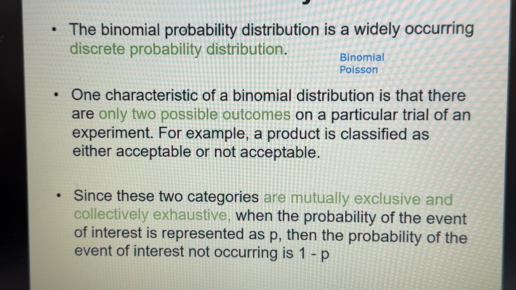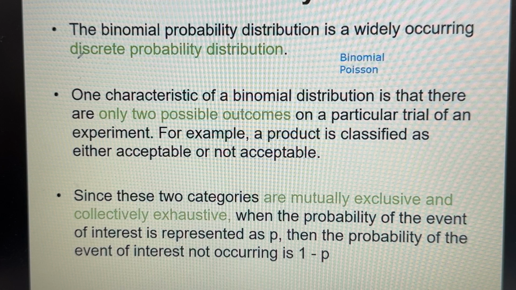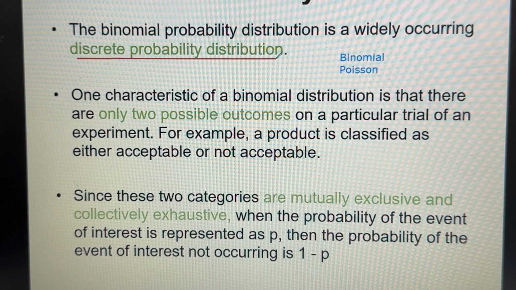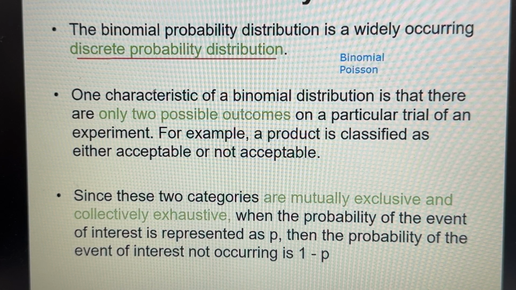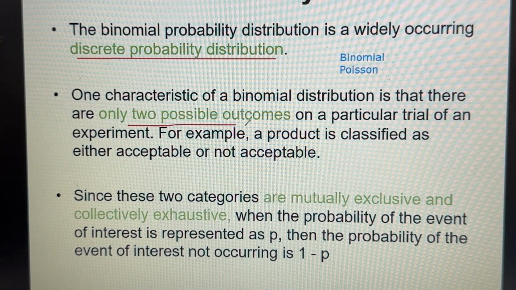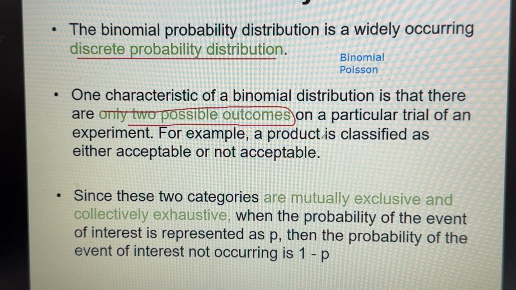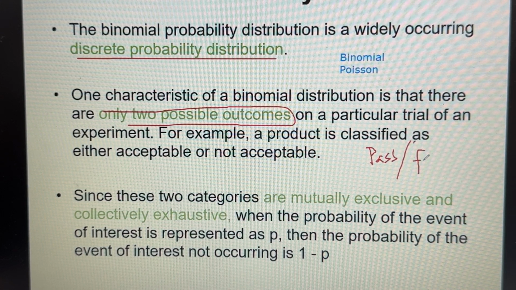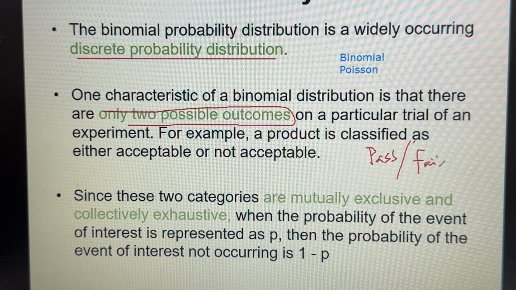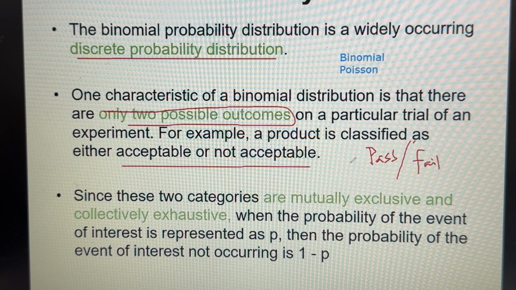The binomial probability distribution is a widely occurring discrete probability distribution. Why do you call it binomial? One characteristic of a binomial distribution is that there are only two possible outcomes. As an example, when you sit an exam, there are only two outcomes: you may pass or fail. When you produce a product, it may be a good product or a bad product, acceptable or not acceptable.